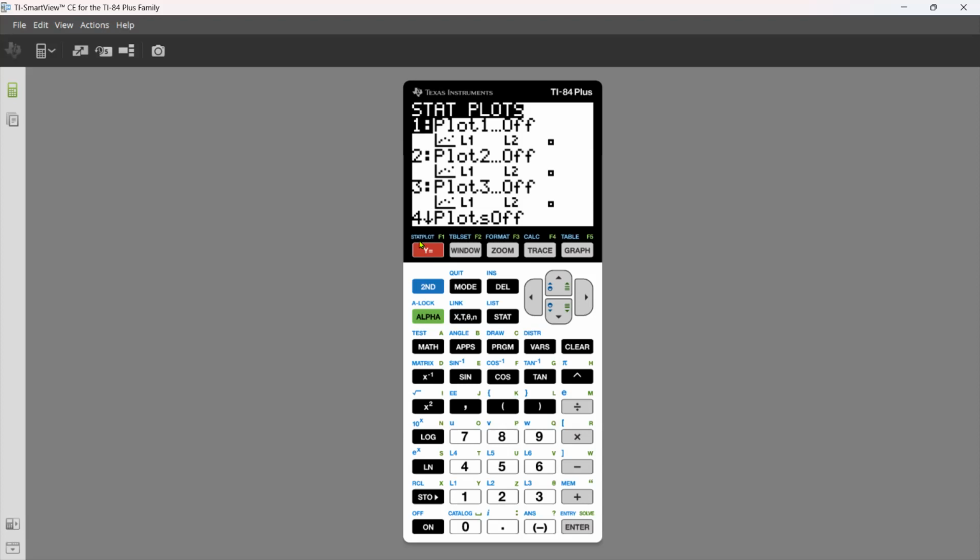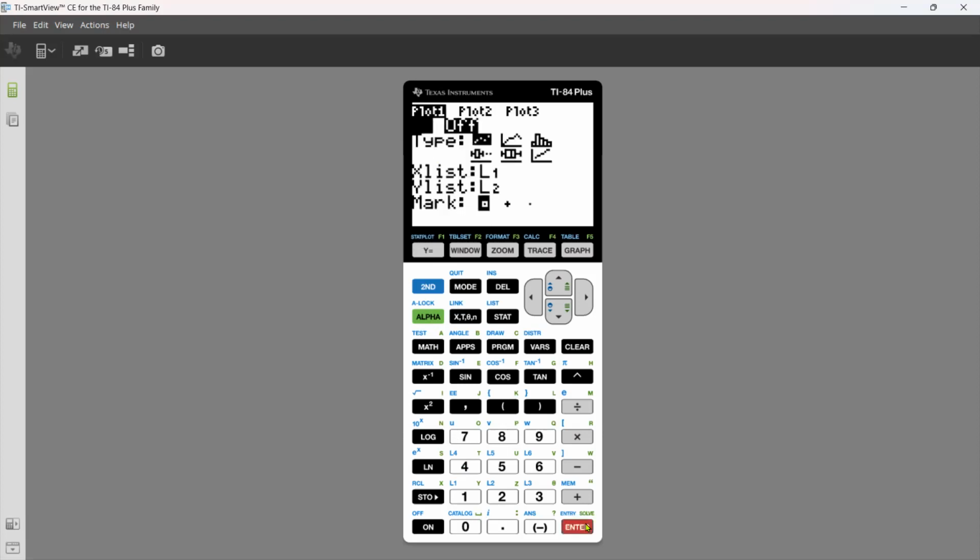Screen that looks like plot 1, plot 2. If your plot is off, make sure you turn it on by hitting the enter key. Hit the enter key.